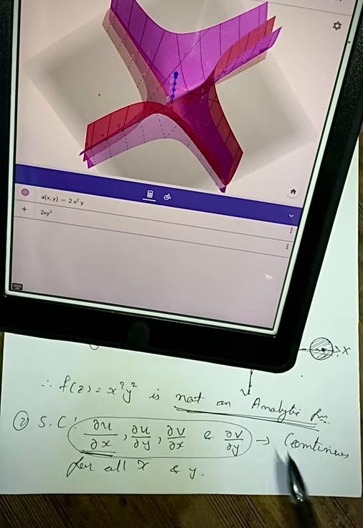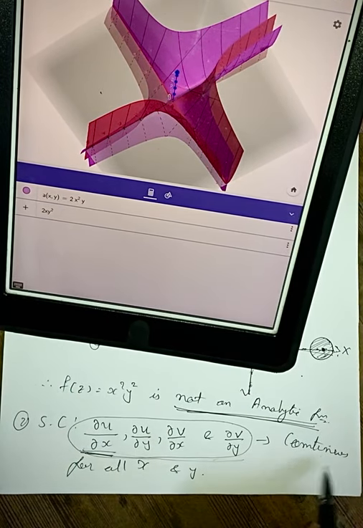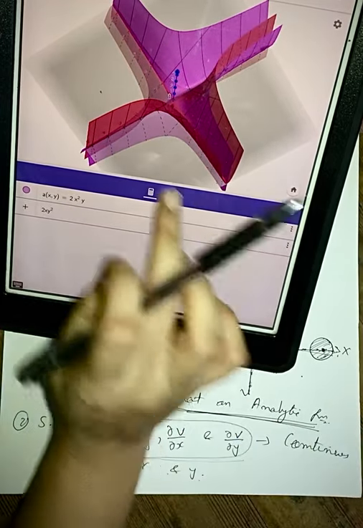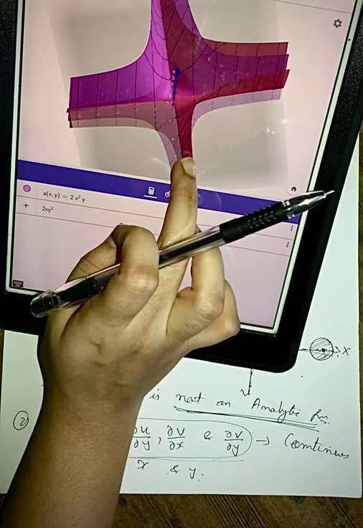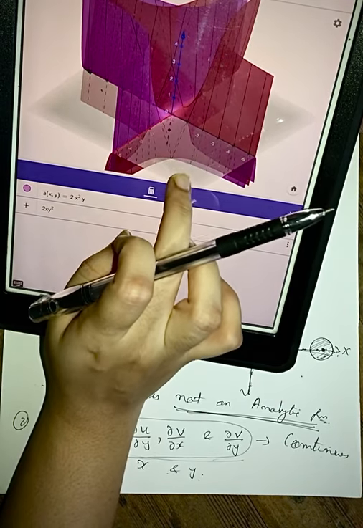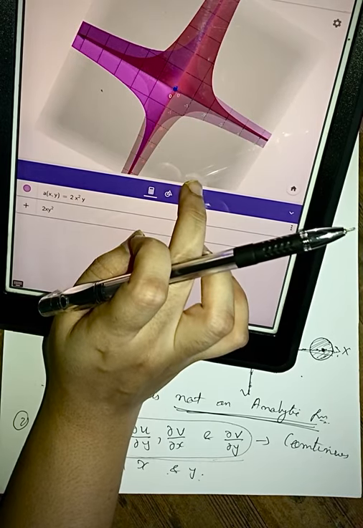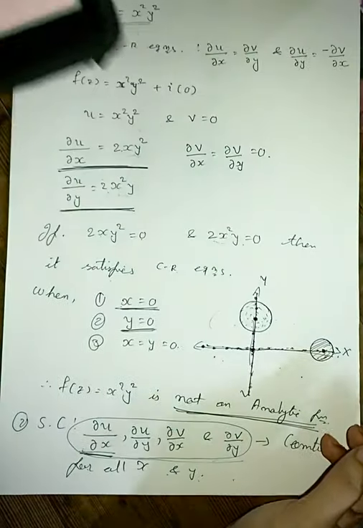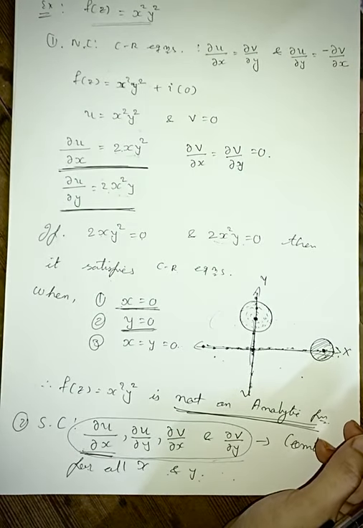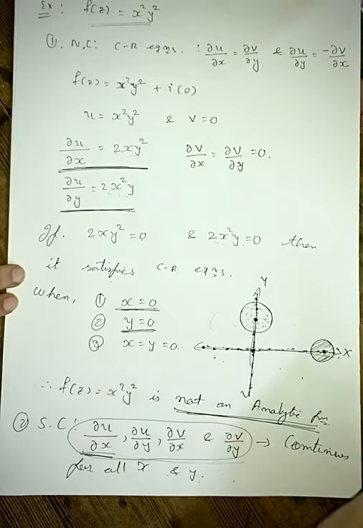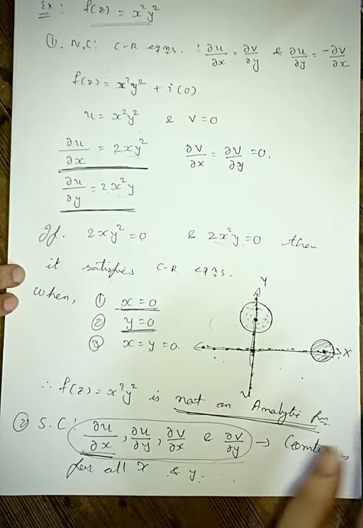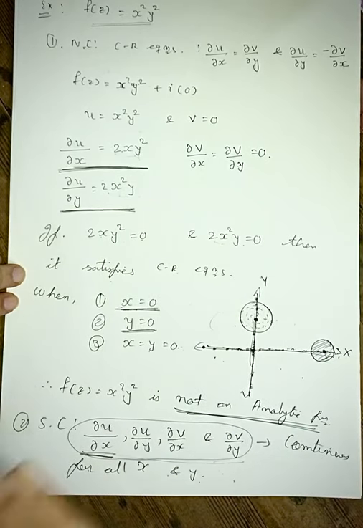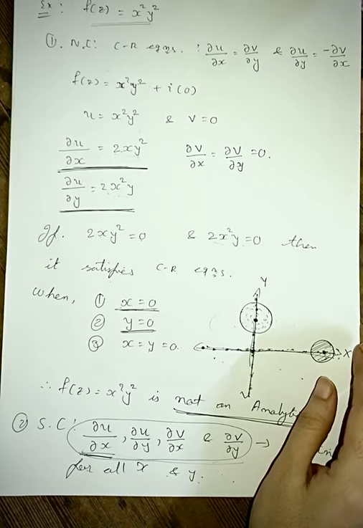So as we said, this should be continuous for all x and y, it is very clear that it is not continuous for all x and y. Therefore, this second condition does not hold true, and this function is also not an analytic function. So I hope I am able to help you understand this concept mathematically as well as interpret it. Thank you.